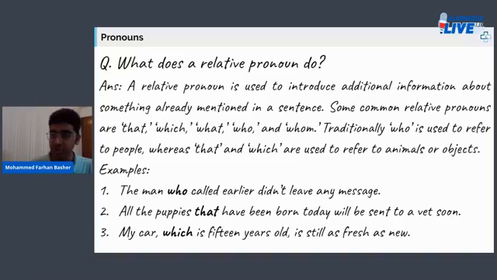Traditionally, who is used to refer to people, whereas that and which are used to refer to animals or objects, right? So for example, in a sentence, you've already mentioned something, and you want to add more information about the subject, the noun that you have already mentioned. Now, to do so, you need a relative pronoun to include the additional information. You need a relative pronoun to help you out with this process, right?